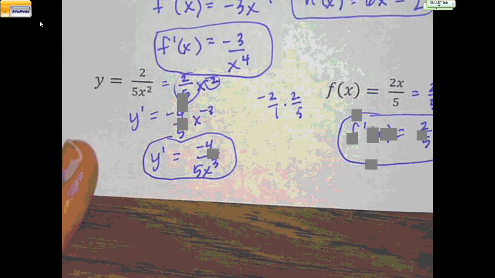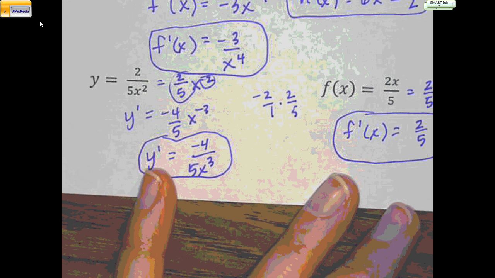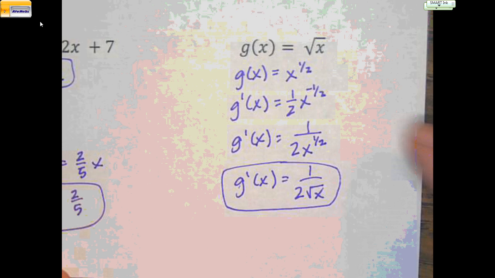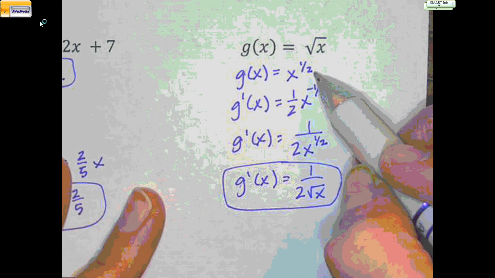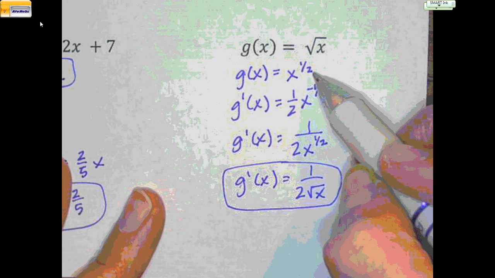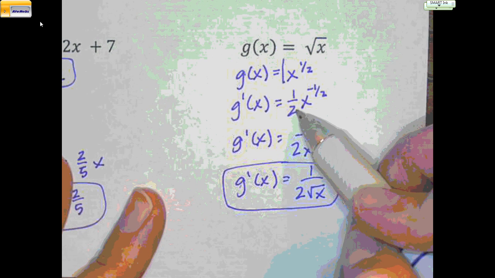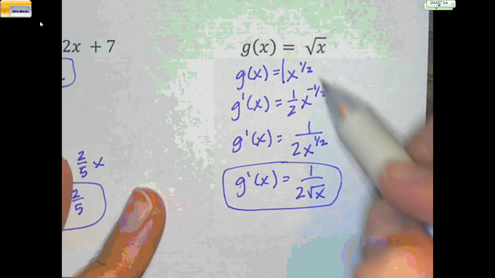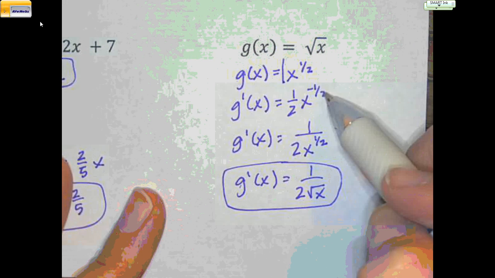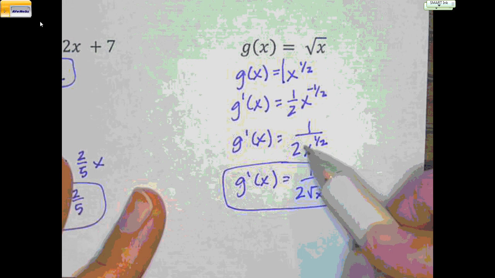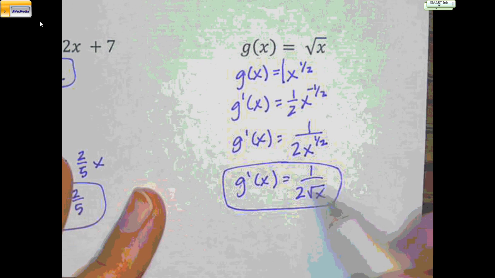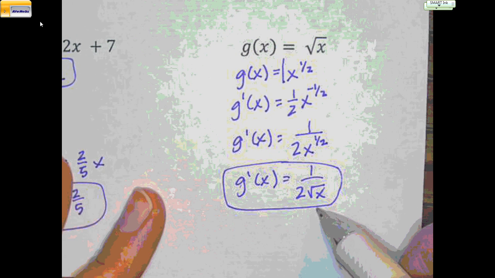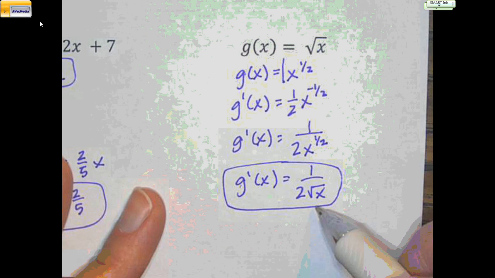How'd you guys do on g of x? So radical x is the same thing as x to the 1/2. There's a 1 here you can't see. 1/2 times 1 is a half. Subtract 1 and you get negative a half right there. And that makes x to the positive 1/2 go to the bottom. And then that's radical x. And I realize that's not rationalized, and it's fine. I'm fine if you just leave it like that.